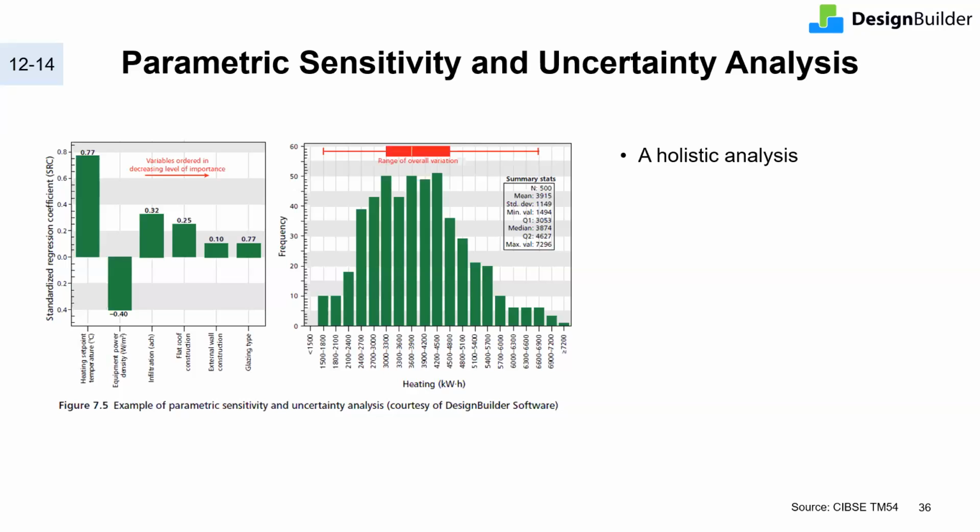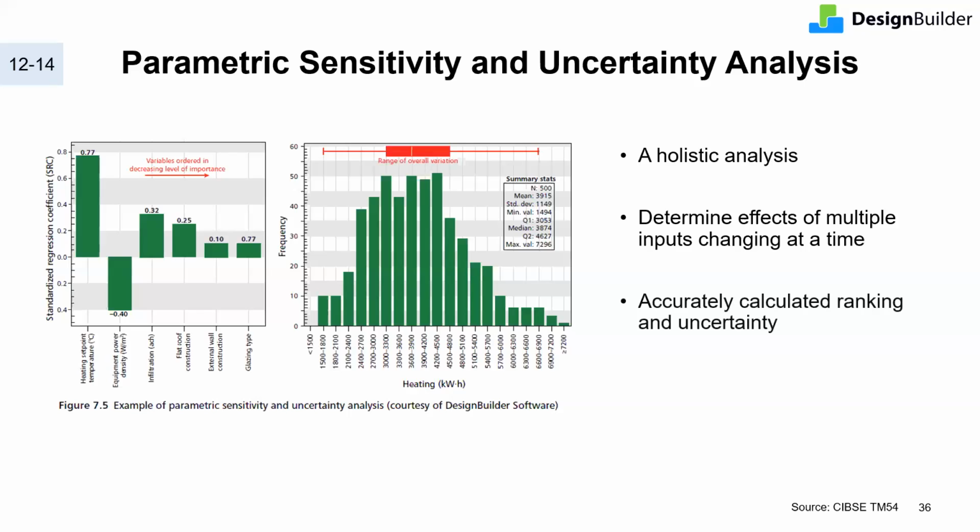Multi-parameter analysis is a holistic analysis and allows you to determine the combined effect of changing multiple inputs at the same time, because the combined effect may not be directly equivalent to the sum of its parts, and some of the variables might cross-compensate each other. With this type of study, you can identify and rank inputs in terms of their importance.